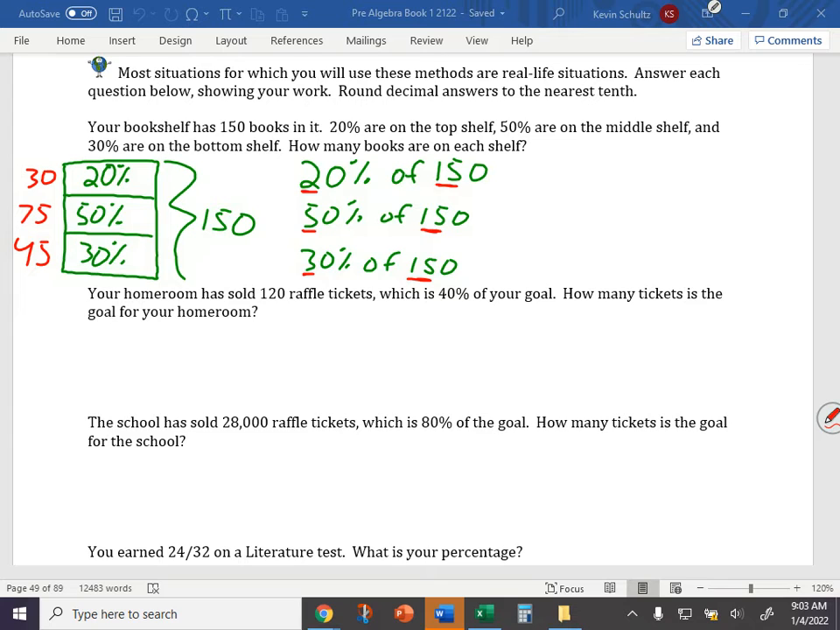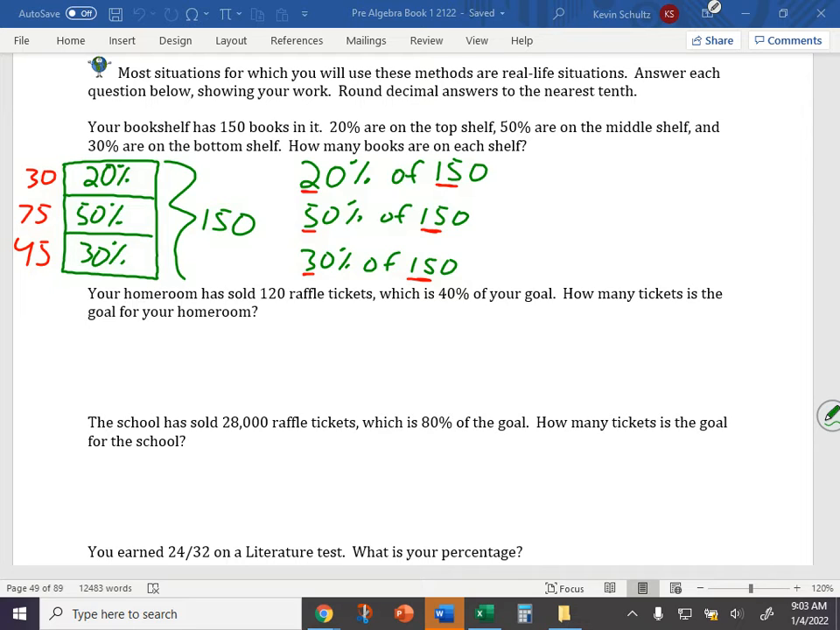Okay. Your homeroom has sold 120 raffle tickets, which is 40% of your goal. How many tickets is the goal for your homeroom? I see an of, I see an is. What's our part? What's our whole? What's our percent? Let's start by identifying here. Part, whole, percent. Camille.